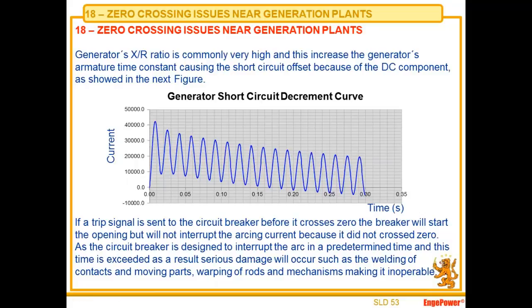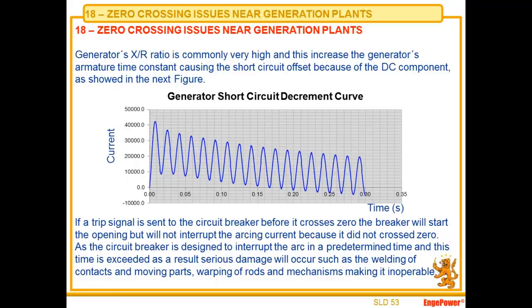If I send a trip signal to the circuit breaker to trip in a time before it crosses zero, it will open the contact but will not trip, and you may explode the breaker. So this is a big issue.